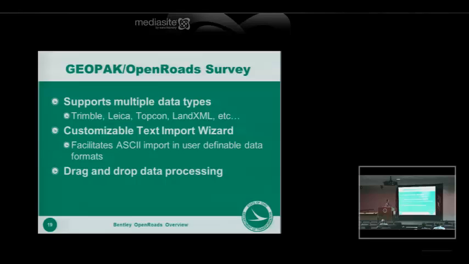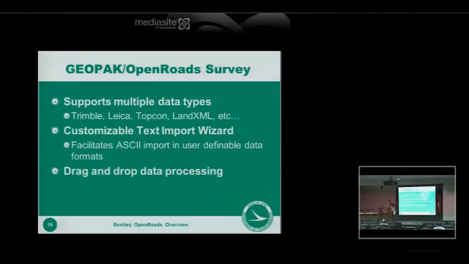When you're importing data, there is a customizable text import wizard. So if you get reduced coordinate files in different formats, that allows you to define, what is this format I'm importing? Is it comma delimited? Is the first column the point name? Is the second column northing or easting or whatever? So there's a text import wizard that allows you to easily import ASCII from different formats.